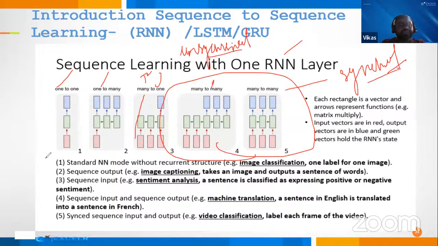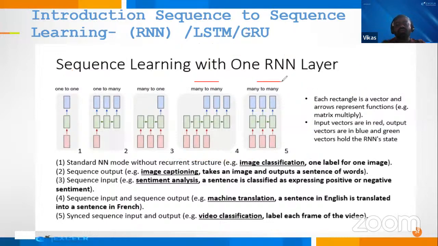Let's try to understand. The relationship we are trying to look at here is many to many. So one is called unsynchronized, asynchronized, and one is called synchronized. What is asynchronized? What is synchronized? Let's take the example. A very, very good example could be that same way. I'm trying to pass one language, one kind of sentences here.